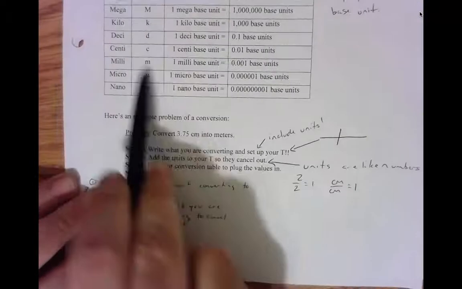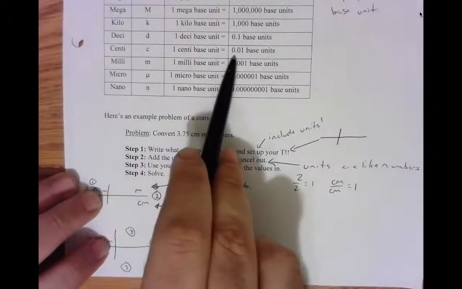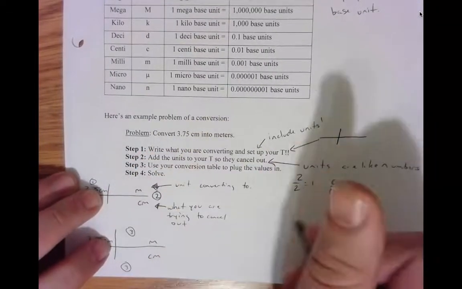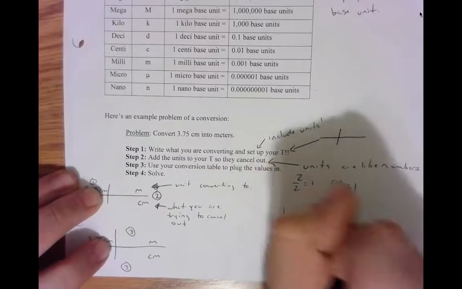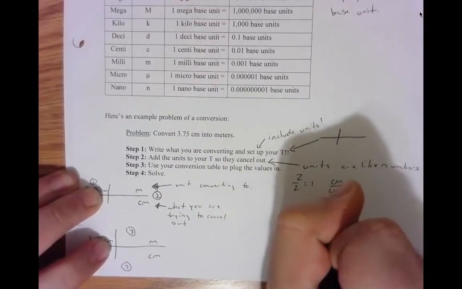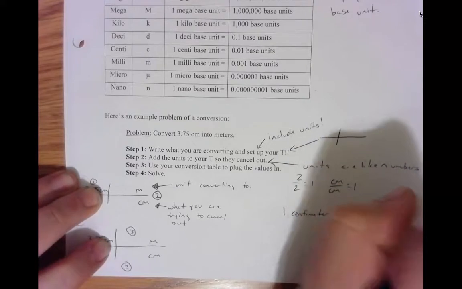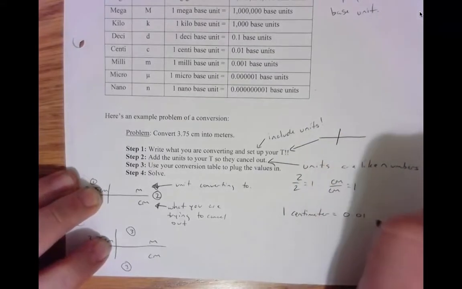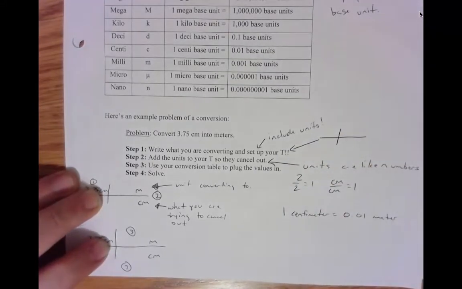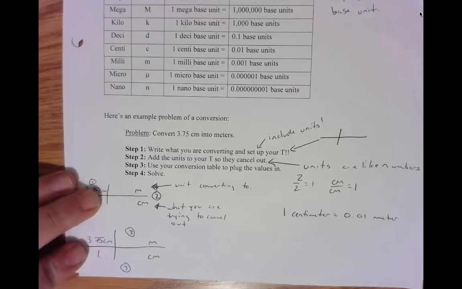So we look at the centi. It says 1 centimeter is 0.01 meters. So that's what I'm going to write. 1 centimeter equals 0.01 meters. So now we need to plug our values in.